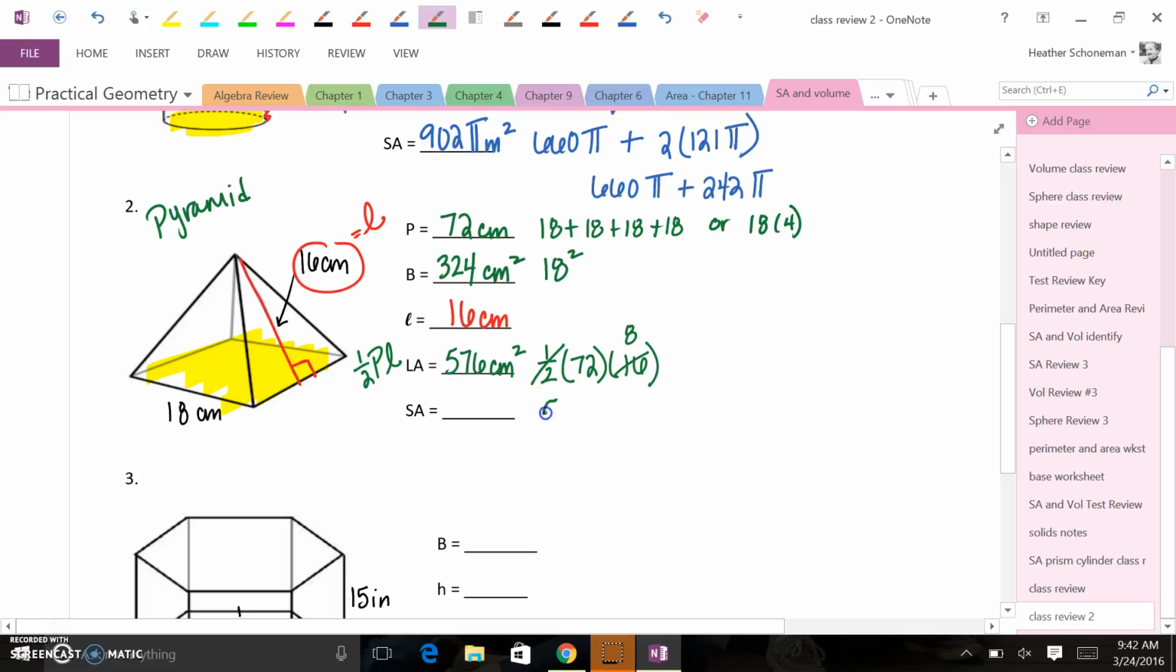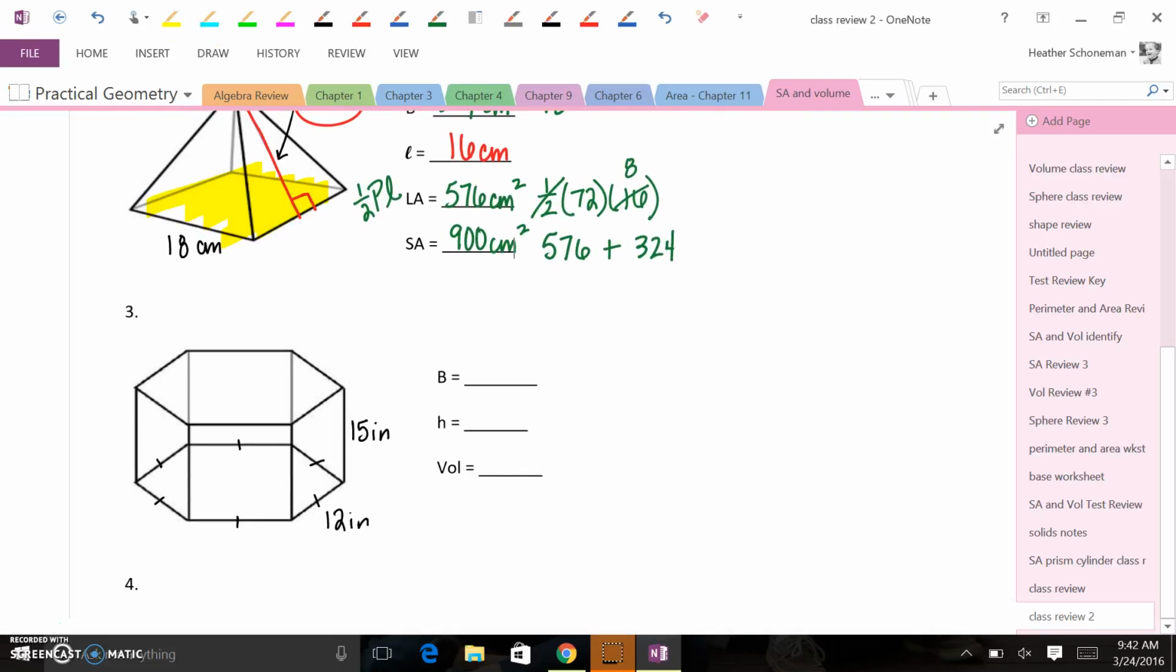Total surface area is the lateral area, 576. But this time I only have one base shaded. And that area of that one base is 324. So I'm going to add the two things together. And I get a total of 900 centimeters squared.